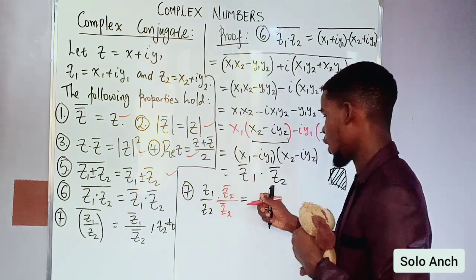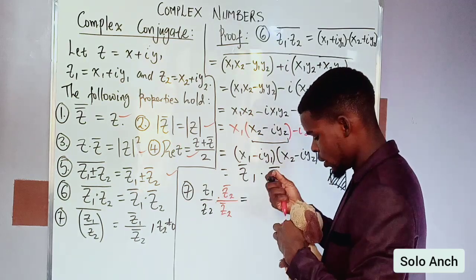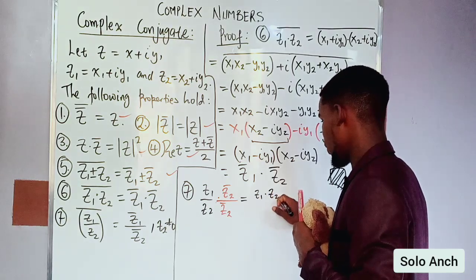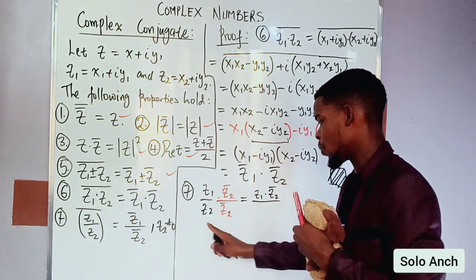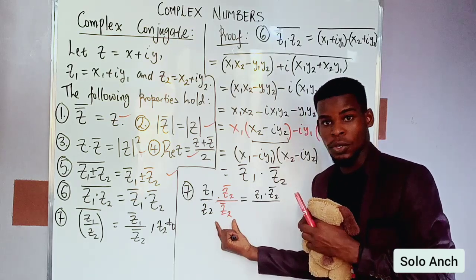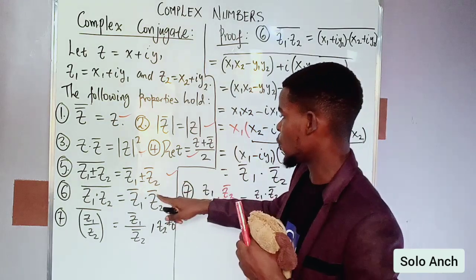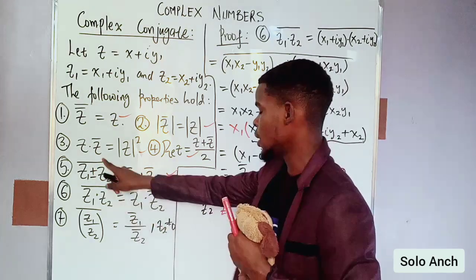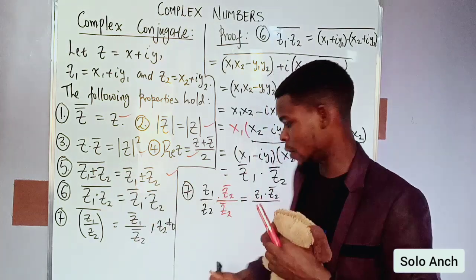So at the top we're going to have z1 times z2 bar. So that's z1 times z2 with the bar, that's the conjugate of z2. Now at the bottom we have z2 times its own conjugate, and we've proven that already, that when you multiply a complex number by its conjugate, you get the square of the modulus of that complex number.